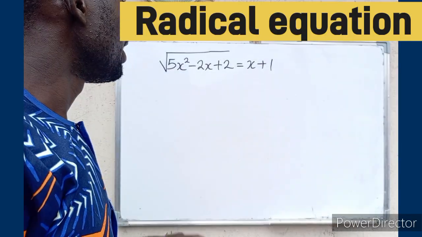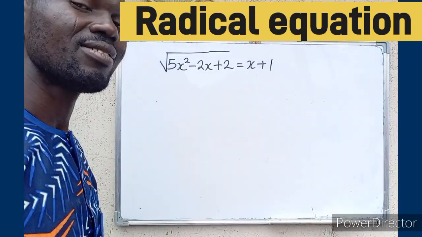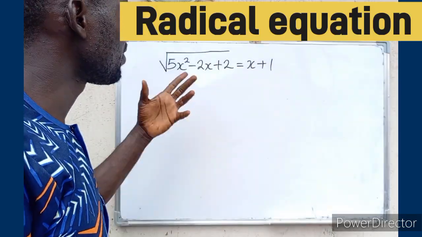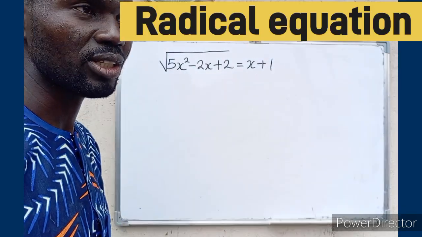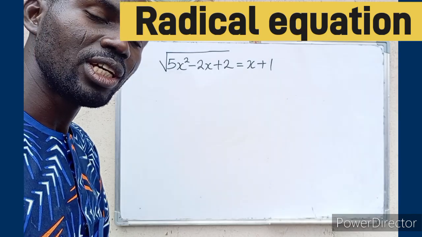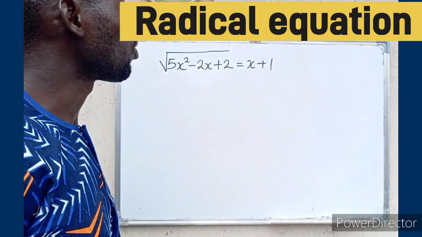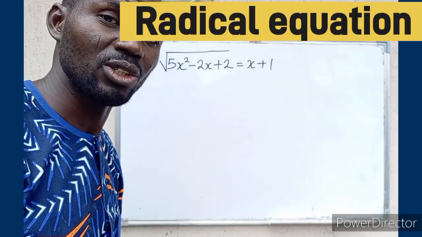Hi, let's solve this problem together. This is a radical equation problem because it has a square root in it. So what we are going to do here is take away the square root. That's the first thing we do in order to reduce the complexity of this equation.